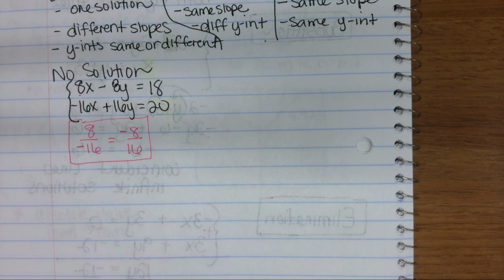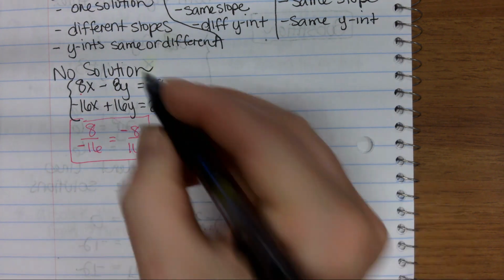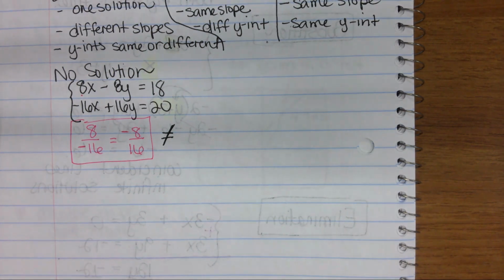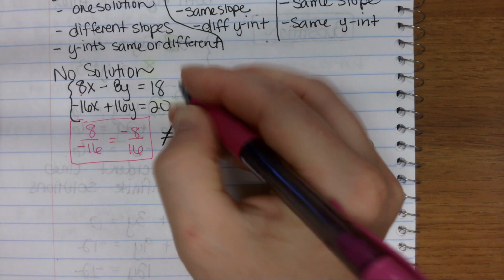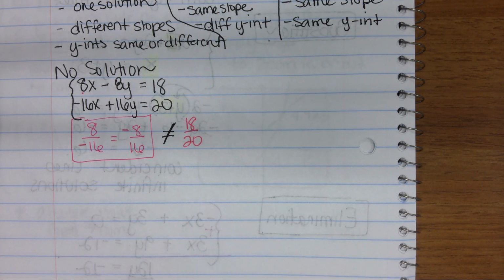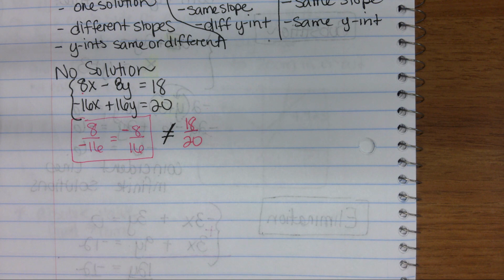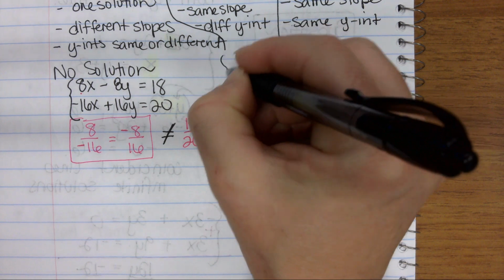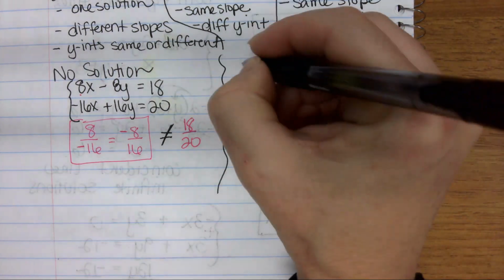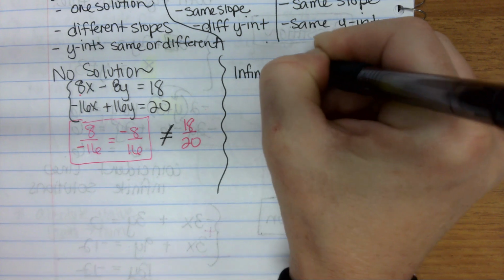Okay, here's the big deal. In no solution, these ratios are the same. However, they are not ever going to be equal to the ratio of what's on the other side, because otherwise, that's going to be our second case. Do you see how 18 divided by 20 is not 0.5? Okay. All right, good. So the other one that I want to show you is infinite solutions, but let's call this the same line.